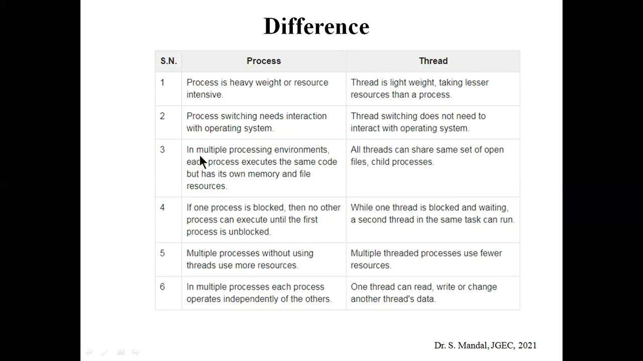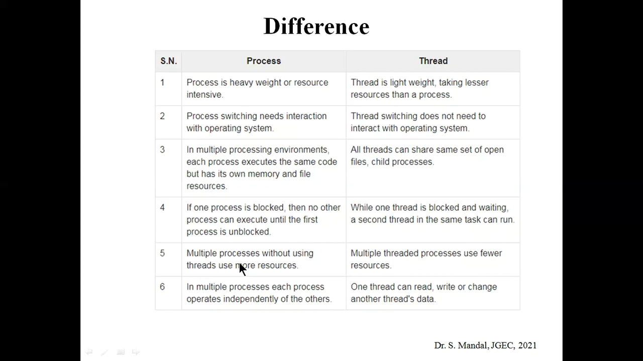Okay, next, third point: in a multiple processing environment, each process executes the same code but has its own memory and file resources, whereas all threads can share the same set of open files, child processes, data, etc. Fourth, if one process is blocked, then no other process can execute until the first process is unblocked. It is a very important characteristic of processes. While in the case of threads, while one thread is blocked and waiting, the second thread can perform other tasks.